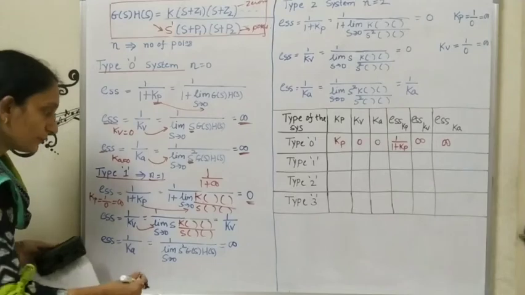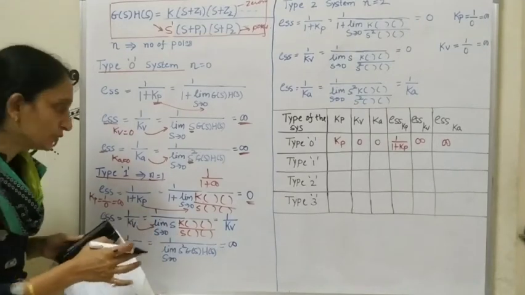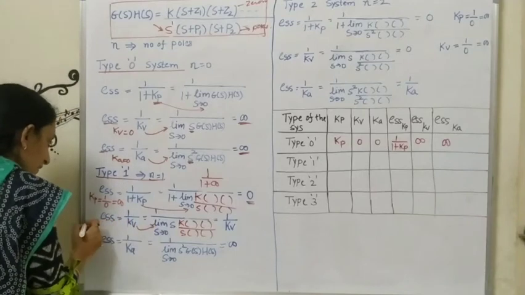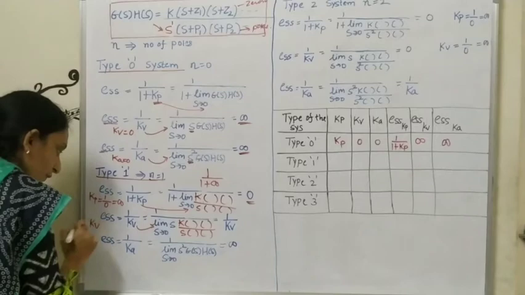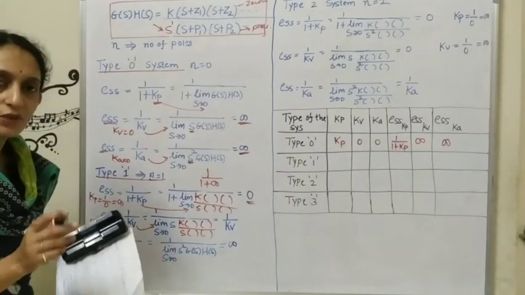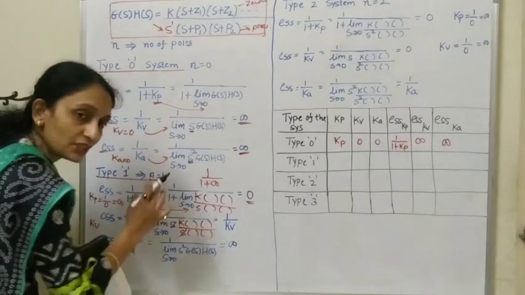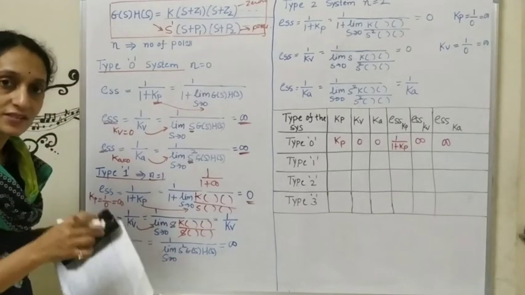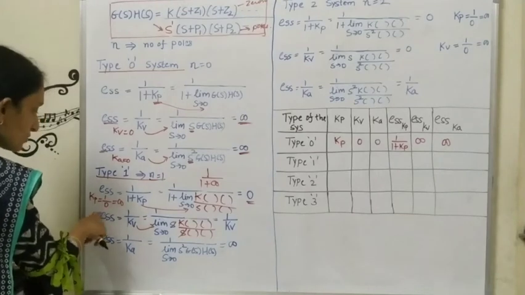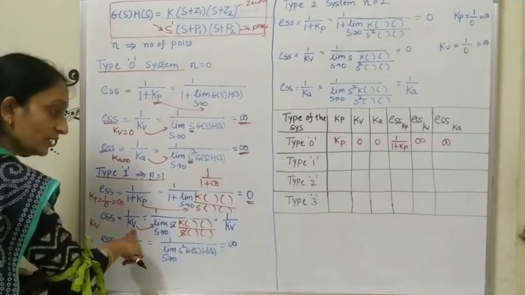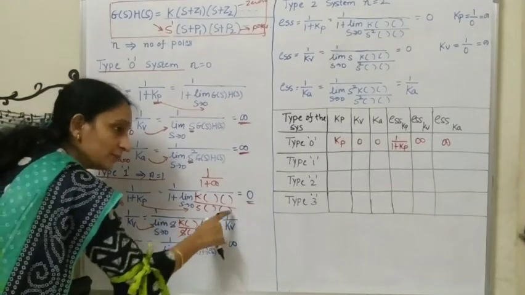So what I am getting here, after taking the limit, is some constant value, which I am writing as Kv. Kv will not be 0 and will not be infinity, because as the s gets cancelled, after taking the limit I will get some constant value. So the steady state error because of Kv is given by ESS equal to 1 by Kv.